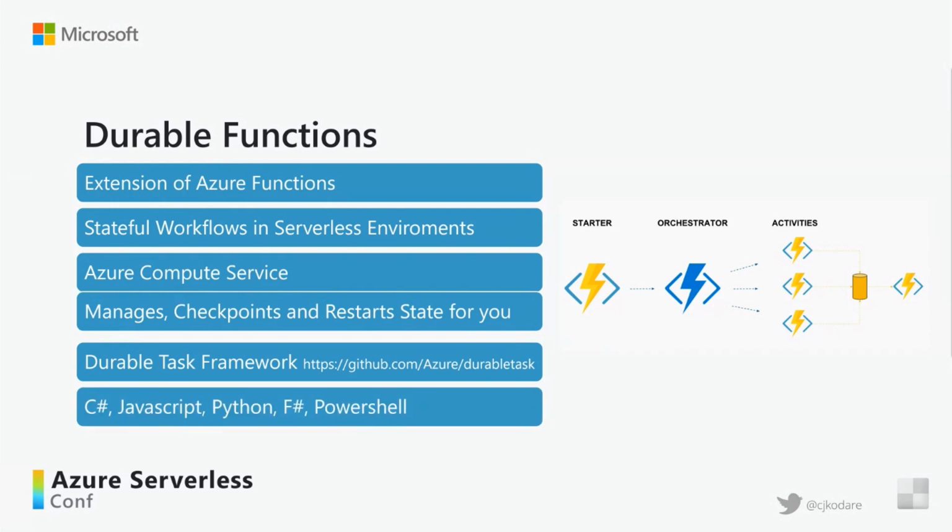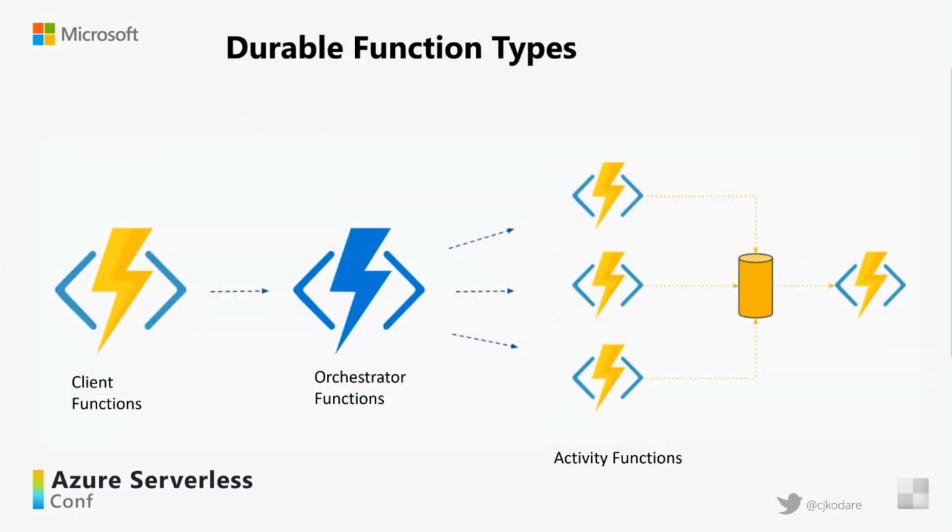So, and also it supports different languages like C#, JavaScript, Python, F#, and PowerShell. And now let's go to the different types of durable functions. So there are different types. There are 4, but the top 3 are the client functions, the orchestrator functions, and activity functions. And the last is entity functions.